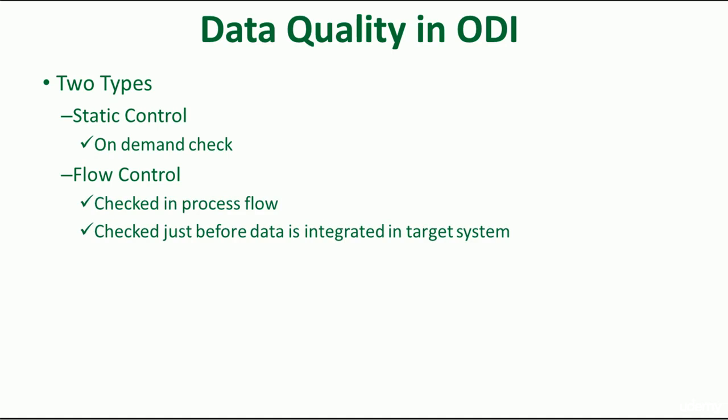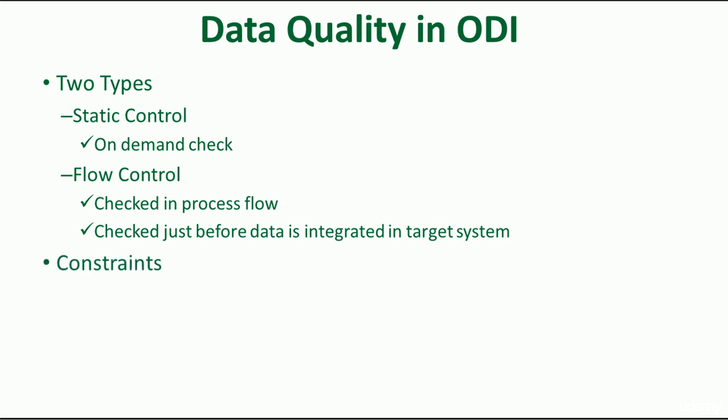Flow controls are implemented in the process flow. These kinds of controls are performed on the source data just before integrating it with the target system. These controls are part of the process flow, and unlike static control, they cannot be run on demand. They are run as part of the process flow which is transferring data from source to target.